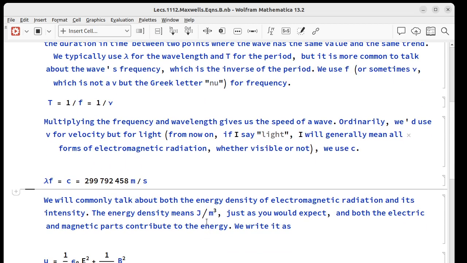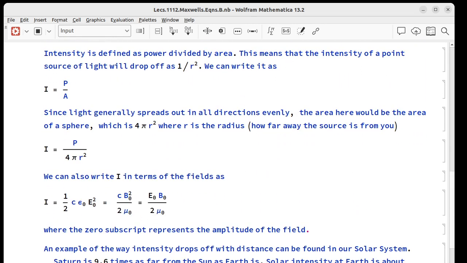Energy density means how many joules in a cubic meter of this field intensity. There's a contribution from both the electric and magnetic parts. So we could write it like this: 1/2 epsilon naught E squared for the electric part, B squared over 2 mu naught for the magnetic part. Or we could use E equals cB and write it either as epsilon naught E squared or B squared over mu naught. The intensity is another thing that we'll look at, and that's defined as power divided by area.